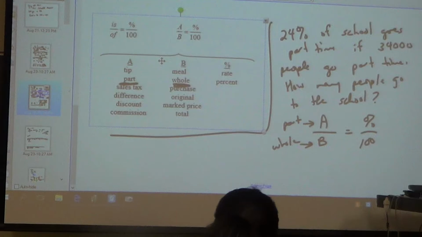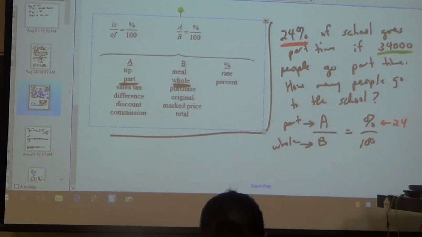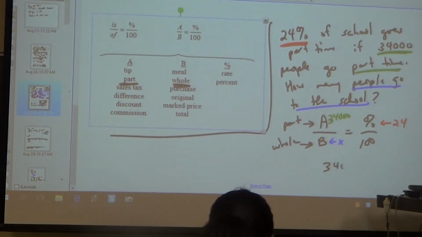So, I have two numbers. Where do you think that's going? In your percent. And where do you think this is going? Your A or your B? A. Because A is your part-time student. So A is going to be your part-time. Because look at your question. How many people go to the school? So you're wanting to know the whole. So the whole is what we're trying to find. So it's going to be 34,000 over X equals 24 over 100.